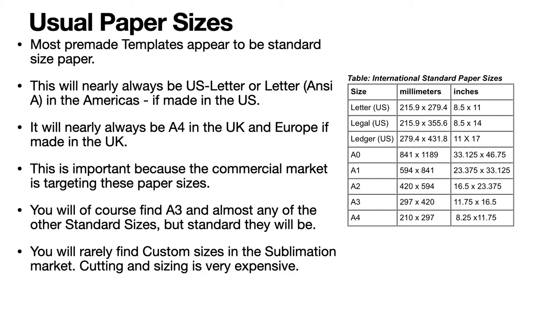Now, of course, there are custom size ones, but they'll often fit into A3, A2, or any of the other similar sizes. So this is only a very short list on the right here, but it's one of the ones where you'll find most of the articles used. So if it's made in the UK and Europe, it'll nearly always be A4. If it's made in the US, it will nearly always be letter, otherwise known as ANSI A.